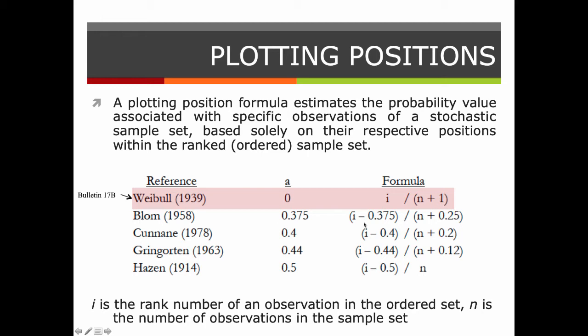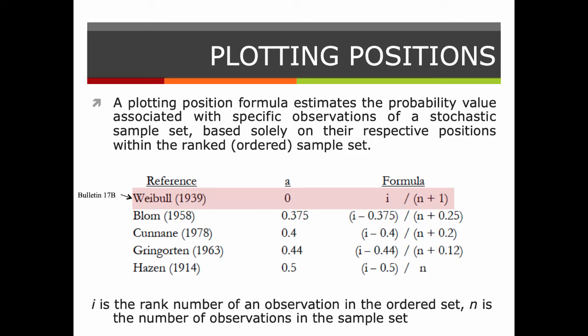There's a Blom, which is i minus 0.375 divided by n plus 0.25. Cunnane plotting position, Gringorten, Hazen. There's a few more. And so what's changing around here? So this value a is what's going in this location here. And then the weights are adjusted depending on the various author. And so what these are trying to do is provide an empirical representation of cumulative frequency based on the observations.